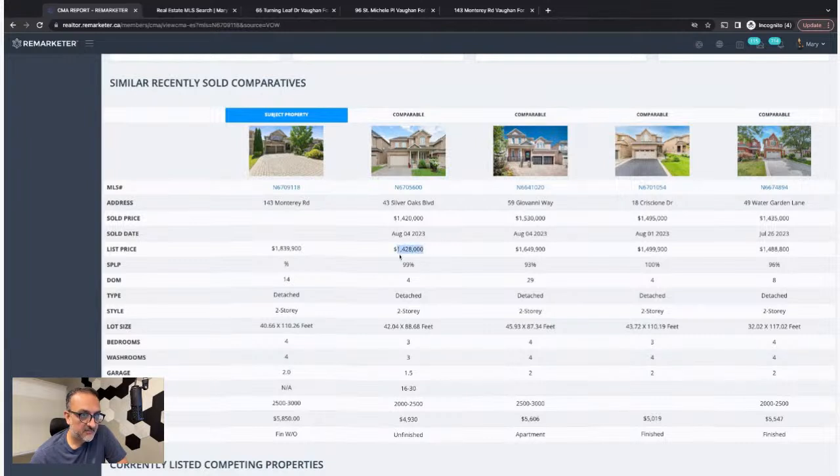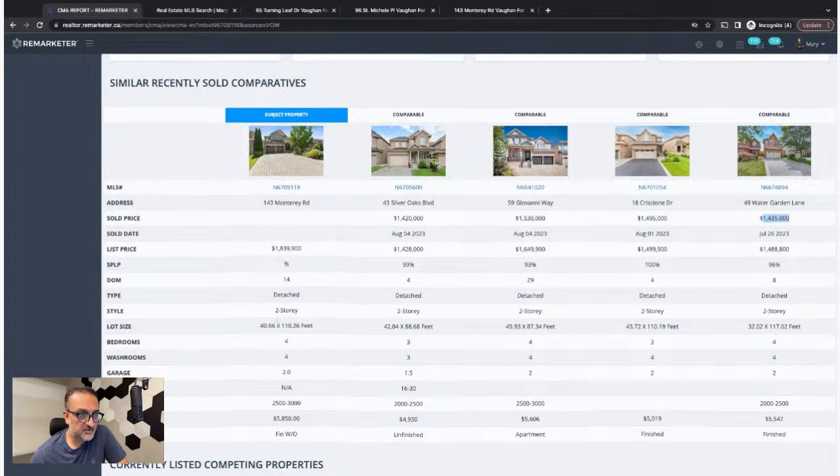This one was listed at 1.4, sold for 1.4. This one was listed at 1.65, sold for 1.53, considerably less than what it was asking. This one, 1.5, sold for 1.495. 1.488, 1.435. So you can see what's going on pretty much in the market. Now, a double car garage I can see here. Immediately from the looks of the pictures, I would say that this probably would be the best comparable, but still, we can go ahead and look at the other aspects of the property as well.